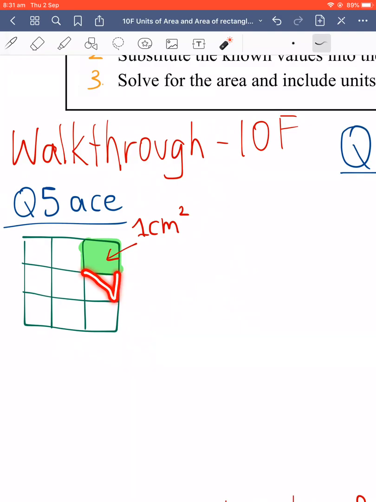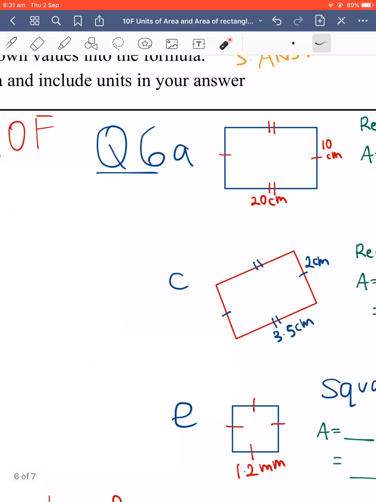So if I have half of this one and half of this one, I could actually add those together to make one full 1 centimeter squared. And for letter E, have a go with it, maybe move it around a little bit, but you might need to estimate that one for E.